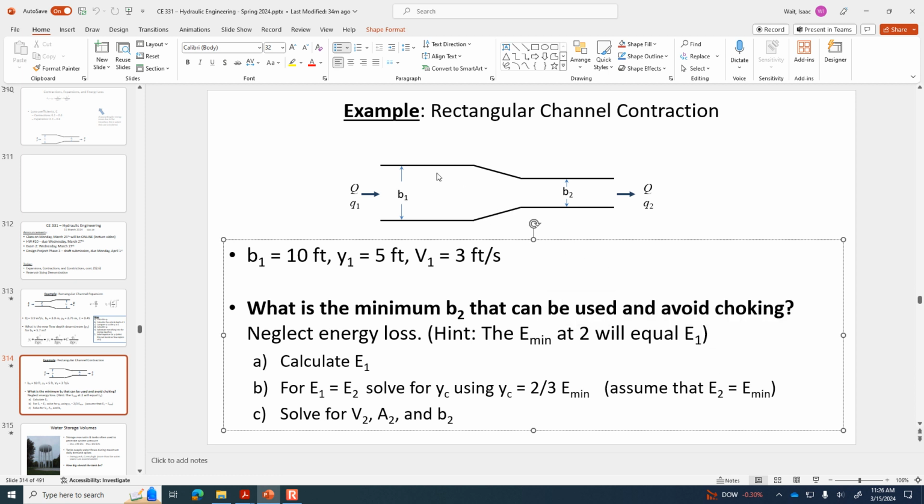We're going to set the amount of energy there is at 1 equal to the minimum at 2, and then we're going to assume that we've got the critical depth downstream. So we're forcing critical conditions at that location. All right. So the steps here. First of all, calculate E1 given the initial flow velocity at 1 of 3 feet per second, the initial width and depth. So we can calculate the specific energy at 1. And then we're going to set the two energies equal to each other, assuming that there's no loss happening from the transition in width.